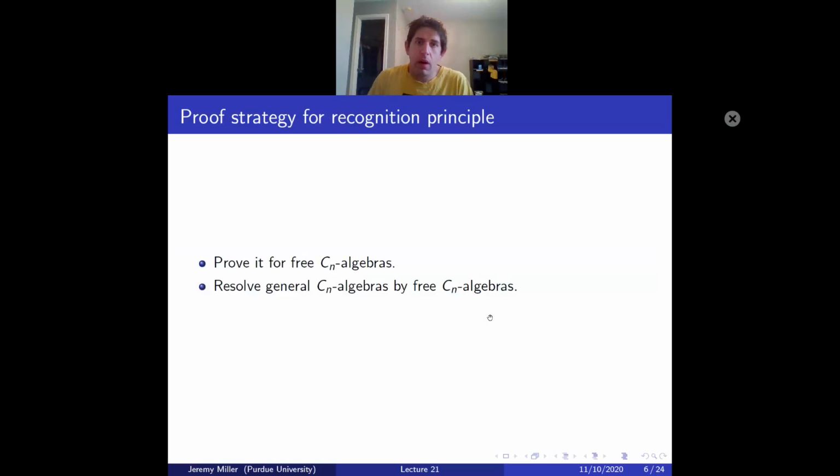Here's the proof strategy for proving the recognition principle. We're going to prove it for free algebras, and then we're going to resolve general algebras by free algebras. The proof for free algebras is going to involve ideas from scanning.